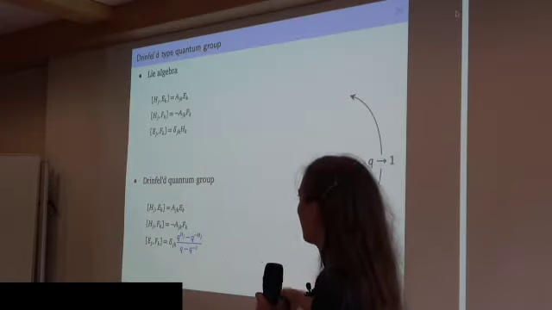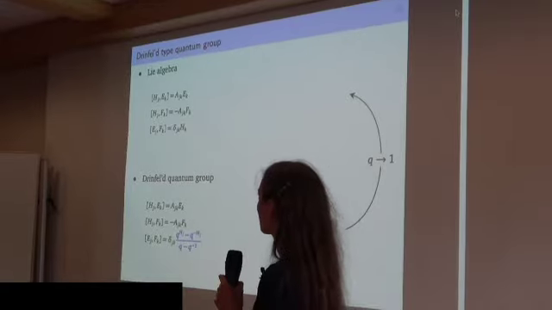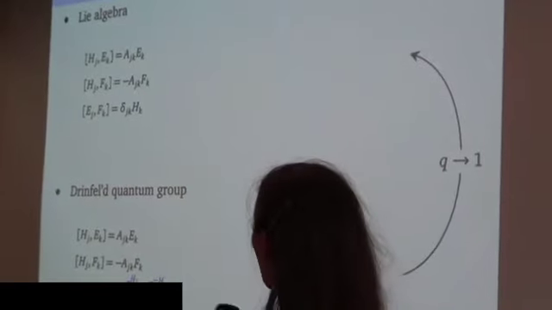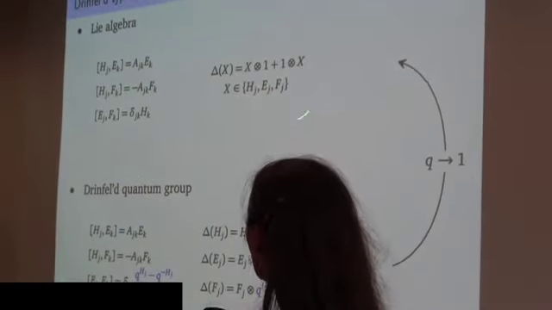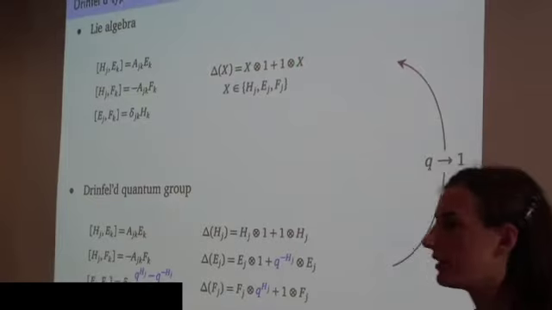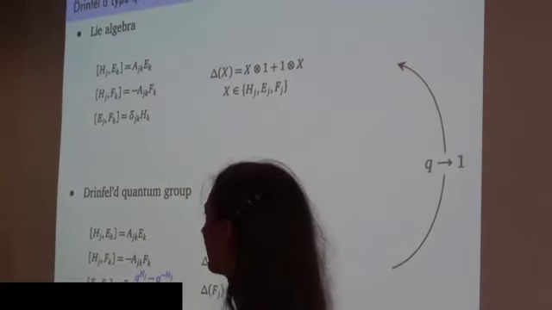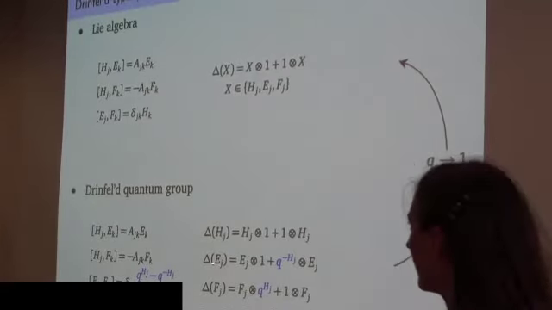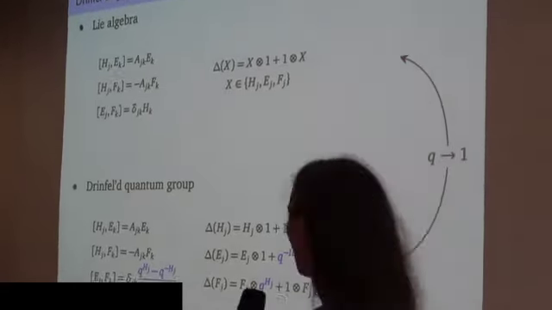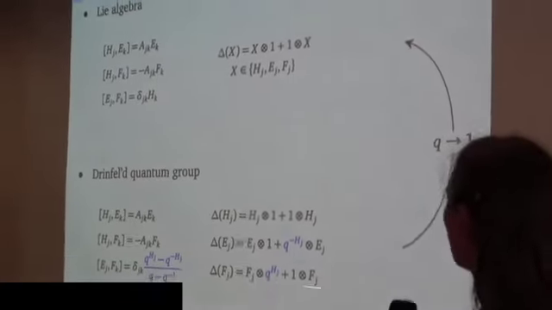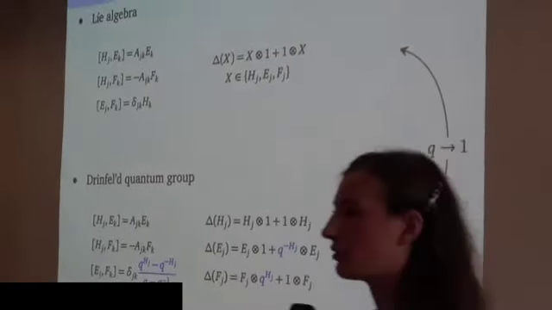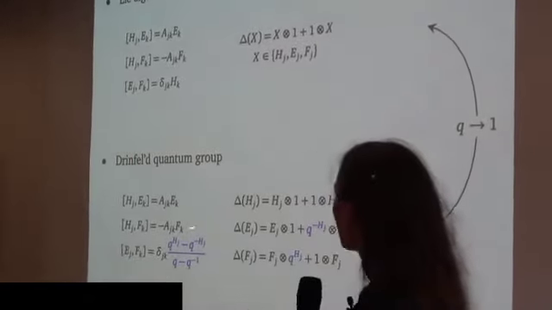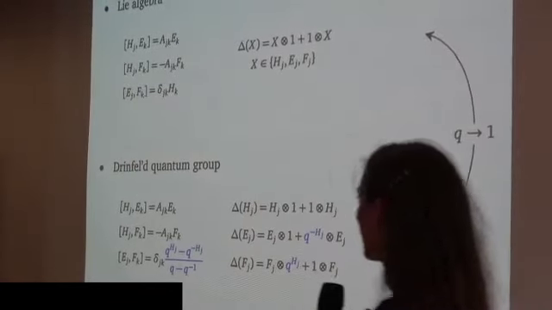So this is at the level of the commutation relations. Let's also look at what happens at the level of the coproduct that I have mentioned. For the Lie algebra, the coproduct is trivial. However, this is no longer the case for the quantum group. There is this parameter q that also appears in the coproduct of the positive and negative roots. And again, if you take q going to 1, you recover the original Lie algebra.